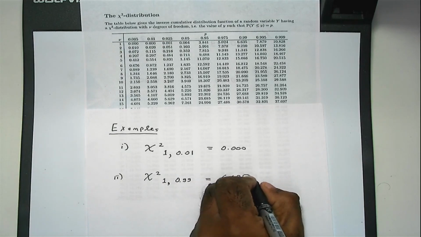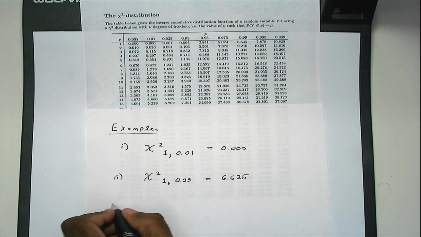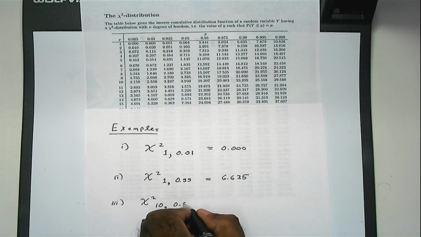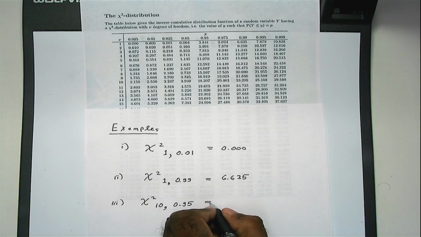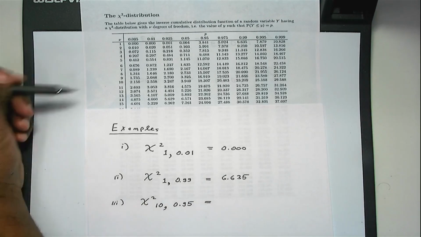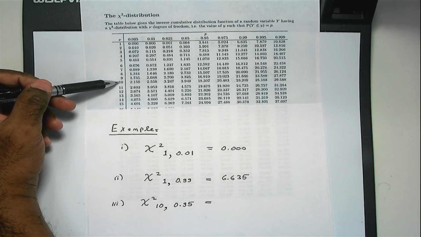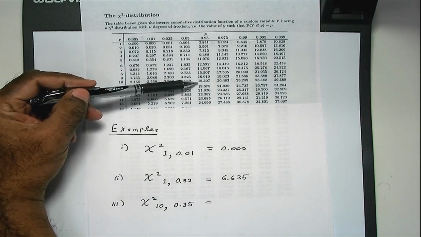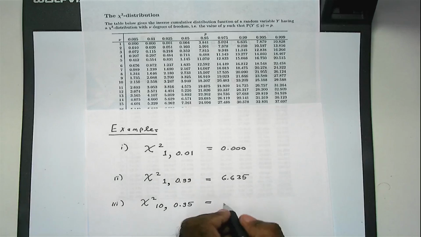And the third example is, suppose you look for a percentile for a degree of freedom of 10 and a probability of 0.95. You look under row 10, and then you look for 0.95, which is this one. So it will be 18.307.